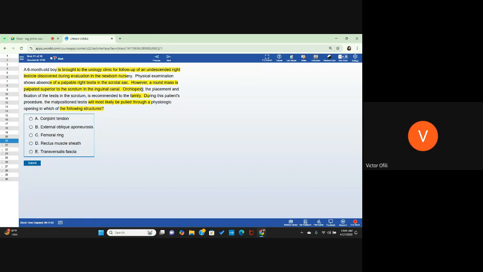So in this case, you need to go through the external oblique aponeurosis. That's option B to be able to relieve symptoms. All right, so what's the answer? It's a surgery to fix the testis, external oblique aponeurosis. Answer B, option B.